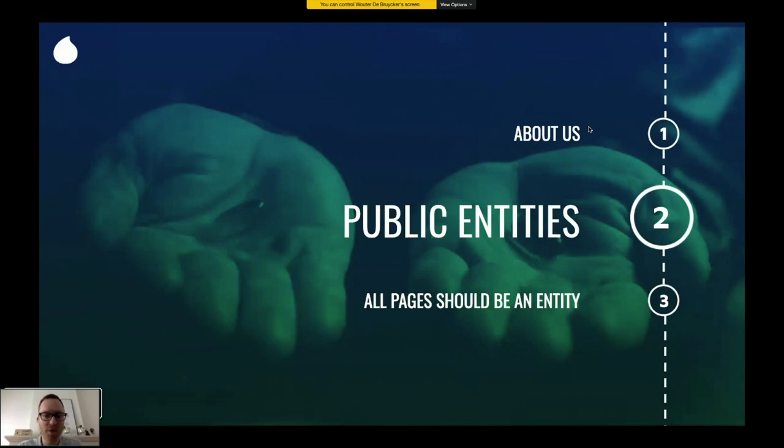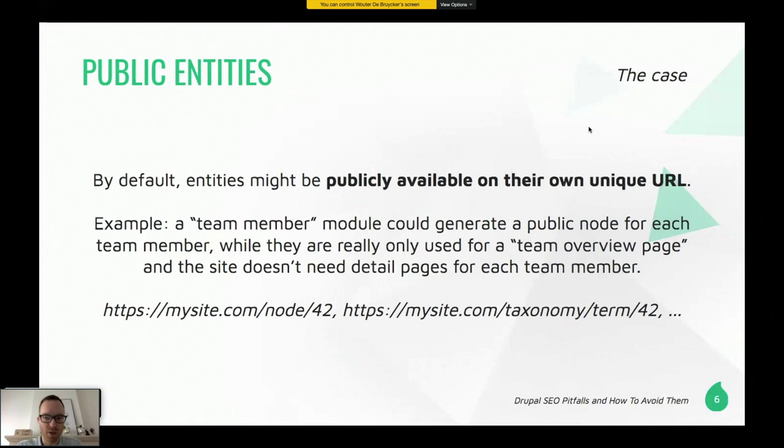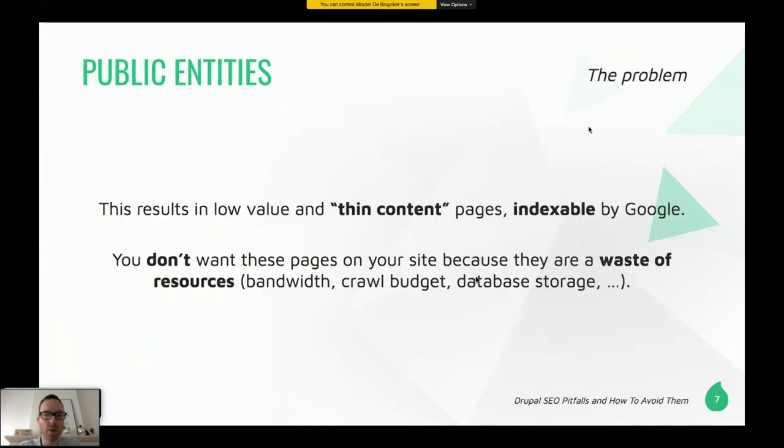So the first thing we're going to talk about is public entities. By default, entities might be publicly available on their own URL. For example, if you have a team module, then a team member could generate public nodes for each separate team member. So if you have, for example, 20 people in the team, that could result in 20 separate pages, while they are only really used for the team overview page. So it could result in things you see at the bottom of the slide there, /node/42, or /taxonomy/term/42. So this generates nodes or pages for each entity separately.